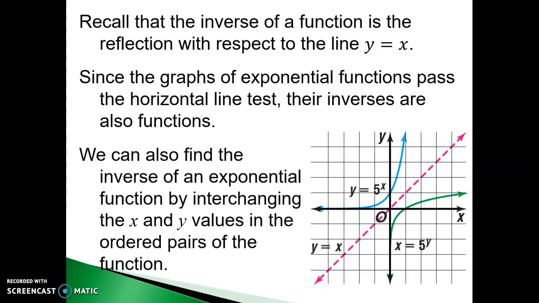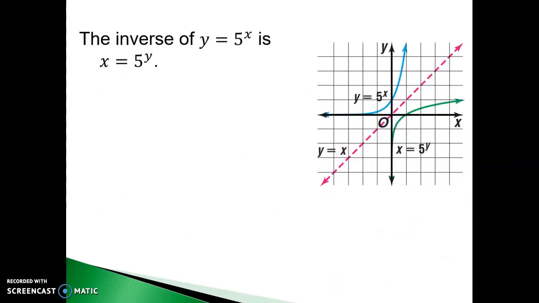So we can also find inverses of exponential functions by interchanging the x and the y values, just like I showed you in the graph. We can do that algebraically as well. Notice the blue graph is y is equal to 5 to the x power, and the green graph is x is equal to 5 to the y power. We switched the x and the y.